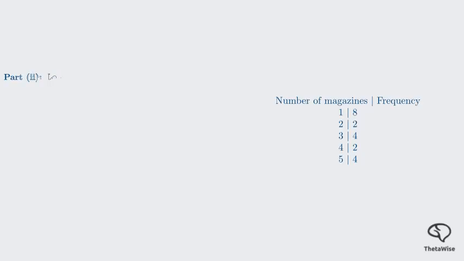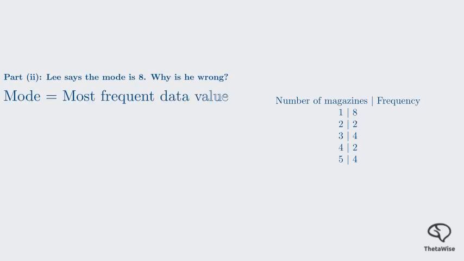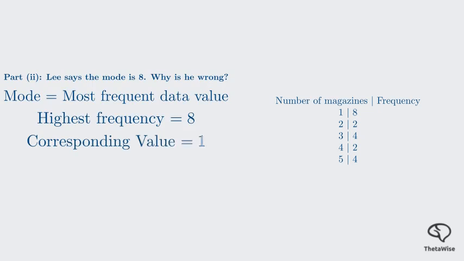In Part 2, Lee says the mode is 8. Why is he wrong? The mode is the most common number of magazines, not the highest frequency itself. The highest frequency is 8. The number of magazines with that frequency is 1. So the mode is 1 magazine, not 8.